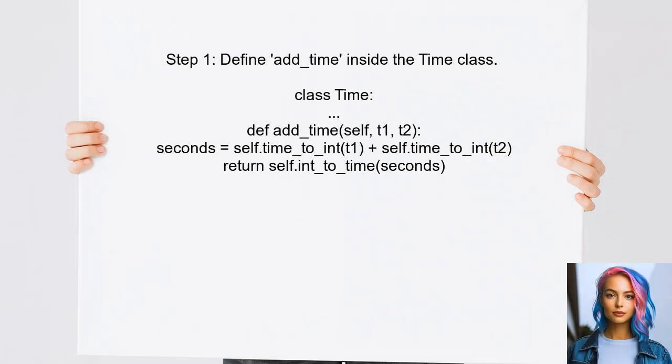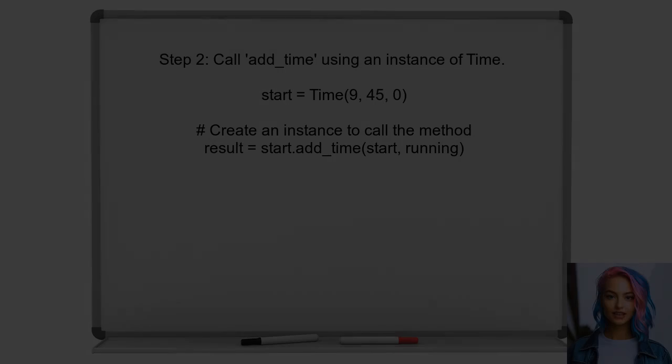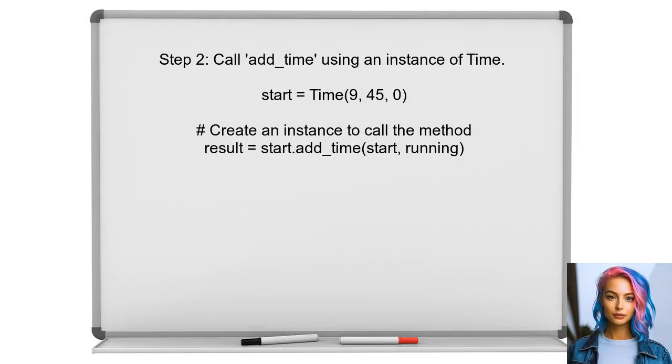To resolve the issue, the user needs to ensure that the method addTime is defined within the class. In Python, methods should be defined inside the class to be accessible. Next, the user should modify the way they call the addTime method. Since it's now a method of the Time class, it should be called on an instance of the class.